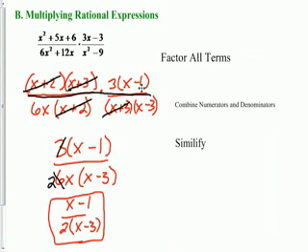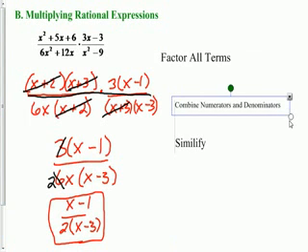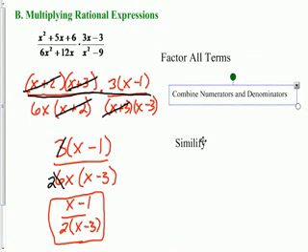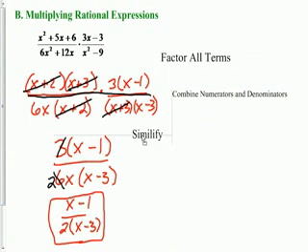So again, if we look at our steps, the things that we've done in this problem are we factored all terms. Then when we're multiplying, that means we can combine numerators and denominators, because numerators are multiplied by numerators, denominators by denominators. And last but not least, we simplified by eliminating terms, and then making sure it was as simple as we could get.